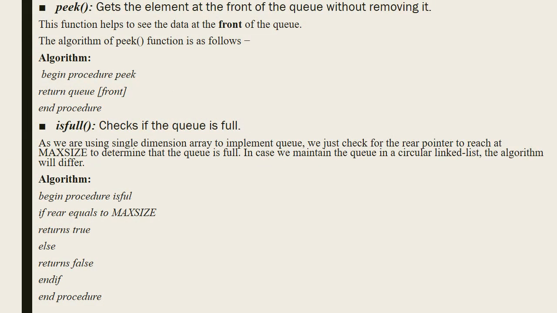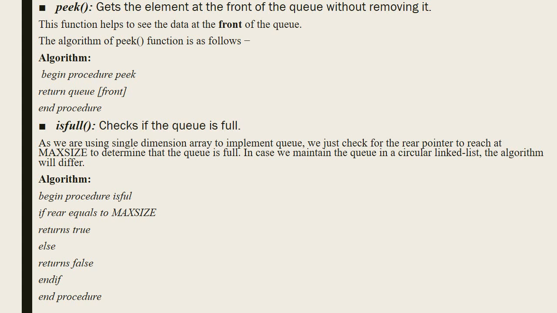The functions of queue, that is peek, gets the element at the front of the queue without removing it. This function helps to see the data at the front of the queue. Okay? The algorithm of the peek function is as follows: begin procedure peek, return queue front, end procedure.